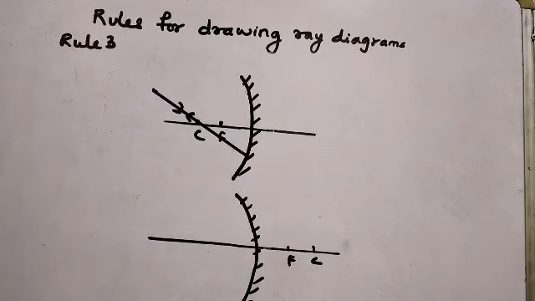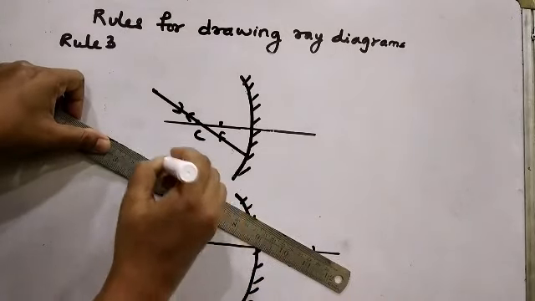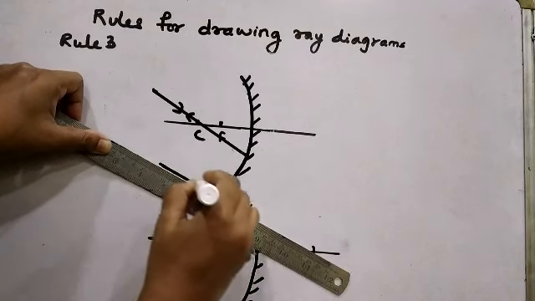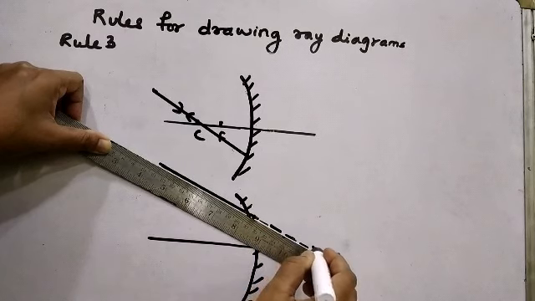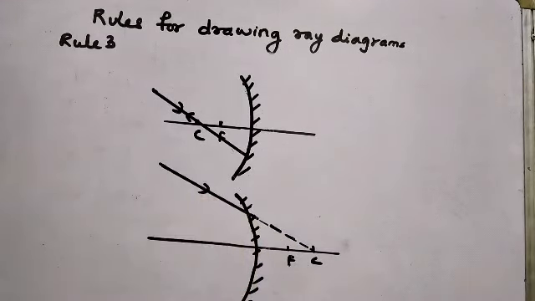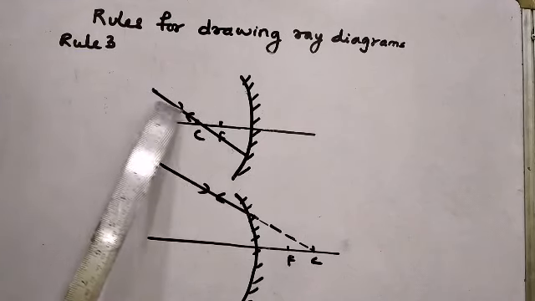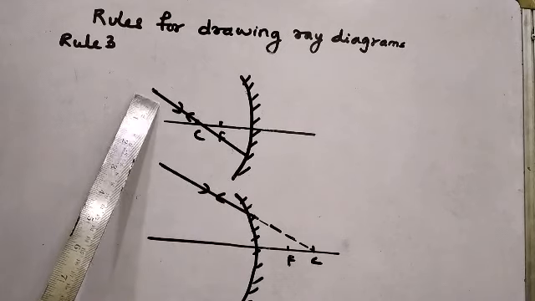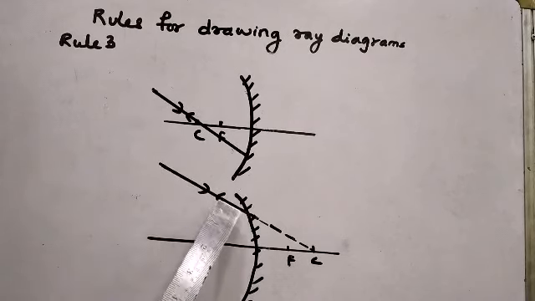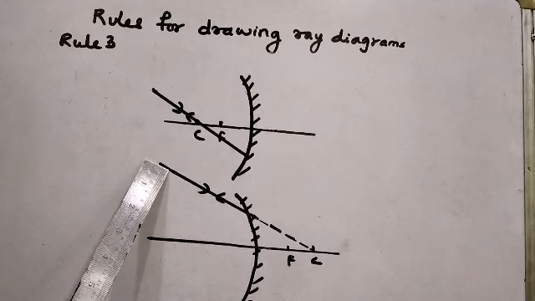Similarly, if the incident ray is directed towards the center of curvature of a convex mirror, so this is your incident ray for a convex mirror, and it is directed towards the center of curvature, then the reflected ray will trace back the same path. So what is rule number 3? In case of a concave mirror, if the incident ray passes through the center of curvature, the reflected ray will trace back the same path. For a convex mirror, if the incident ray is directed towards the center of curvature, the reflected ray will trace back the same path.